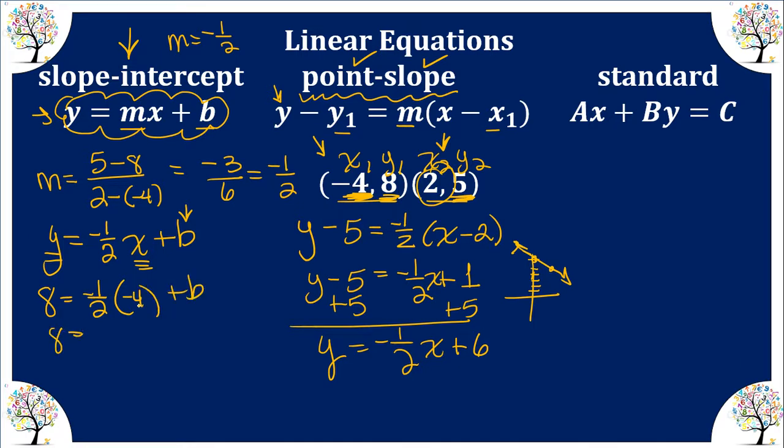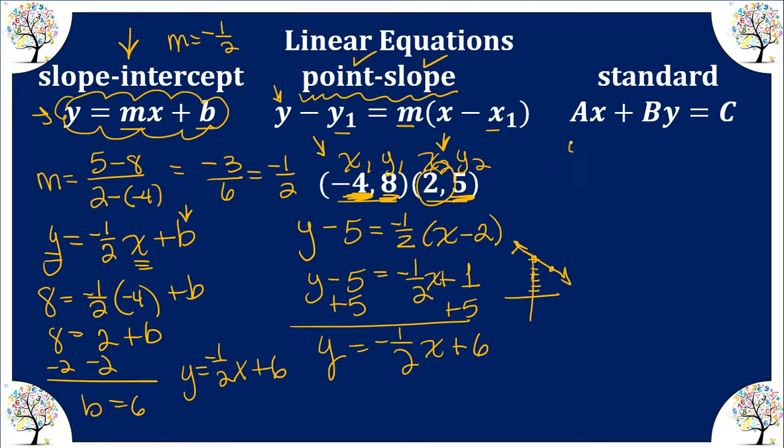Multiply negative 1/2 times negative 4. That gives us positive 2. Solve for b. And you can see that b equals 6. And we can write it. And we have our slope. And we have our b value. So either way you want.